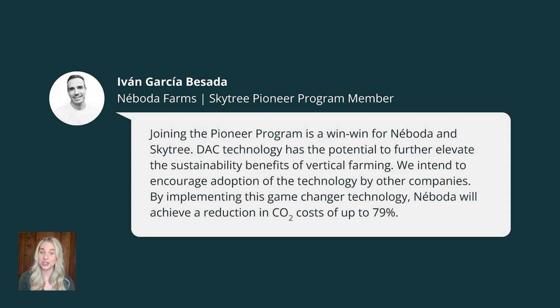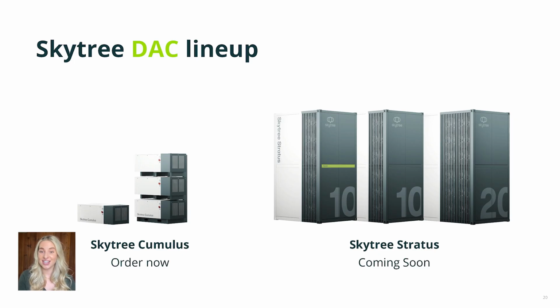And we're very proud that they're one of our pioneer customers. And we really hope to expand these results to additional indoor farms all over the world. So we are actively selling our Cumulus unit. The units will be available for delivery starting this summer around the July timeframe, and you can sign up now for a Cumulus unit. Our Stratus units will be available at the end of this year, starting in Q4, and we're also seeking partners for that unit as well.